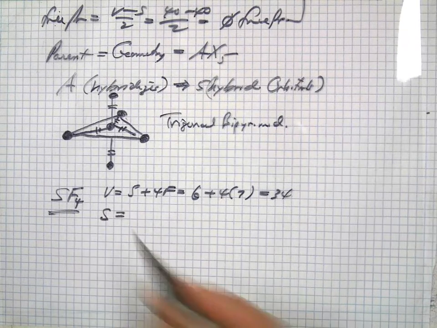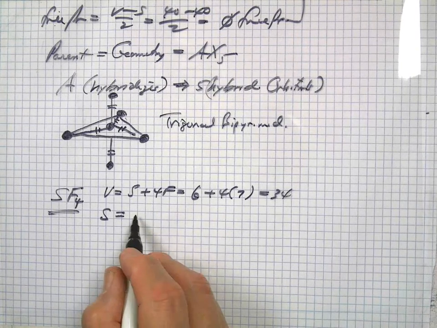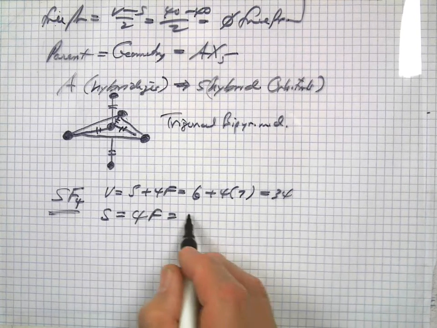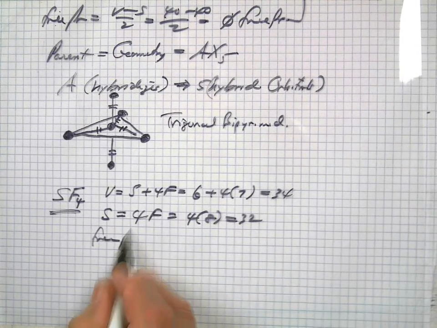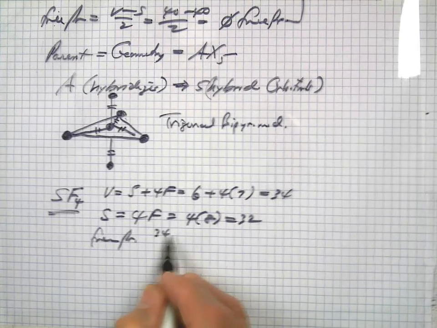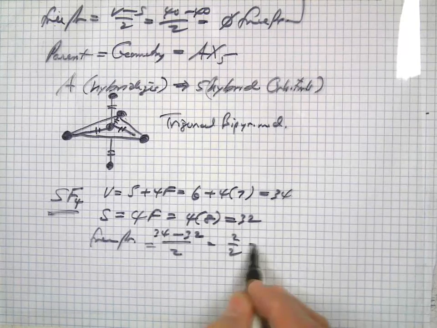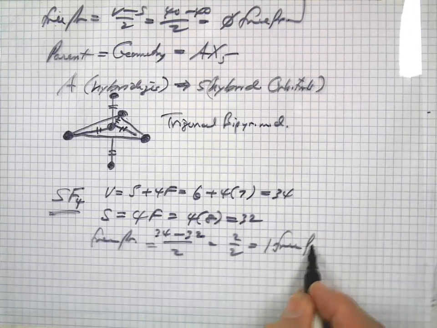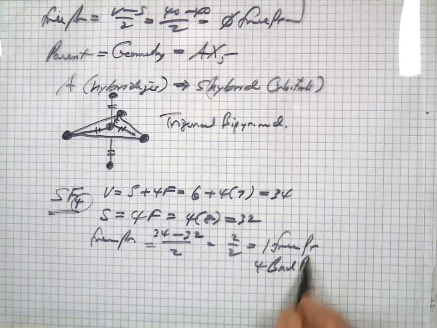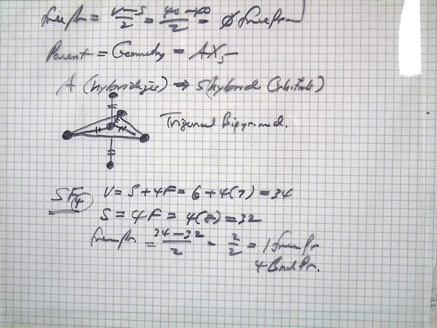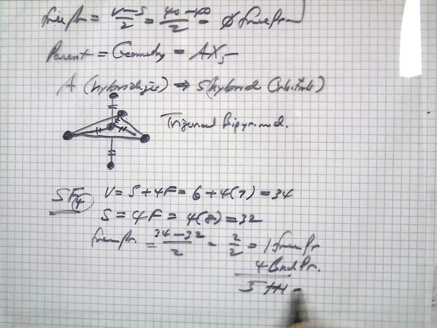Then your substrate number, 4 fluorides, so that's 4 times 8 is equal to 32. Free pairs is 34 minus 32 over 2. That's 2 over 2, or 1 free pair. And from the formula, 4 bonded pair, like that. Now you have 5 total electron pairs.